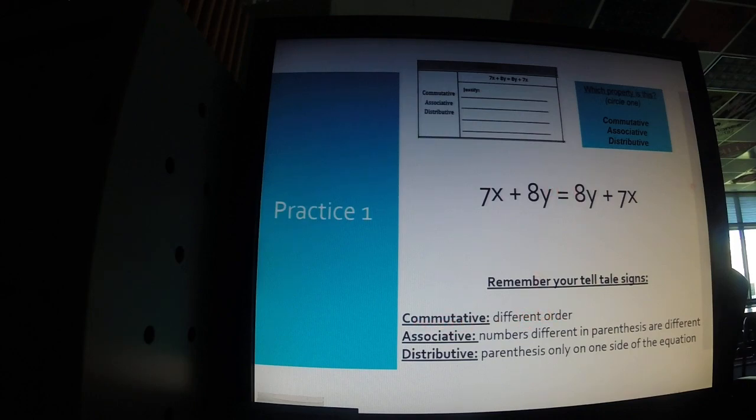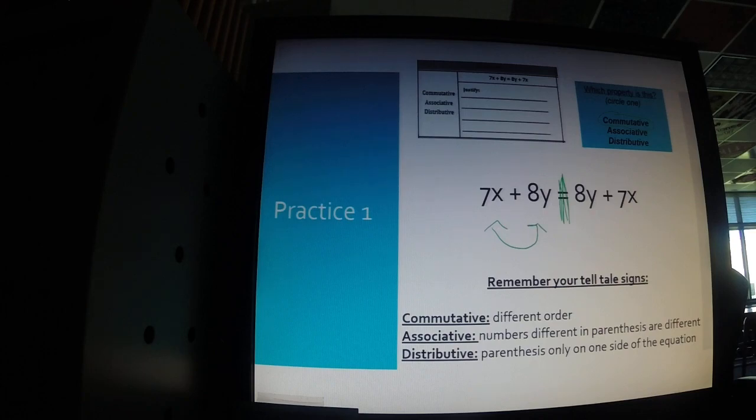order. Well, if we split the problem down the middle, oops, I just picked a highlighter, hold on. If I split this problem down the middle, on this side I have 7x first and then plus 8y second. On this side they've been flipped. 8y is first and 7x is second. So we would say that this is the commutative property, and that these just flipped places on that side.